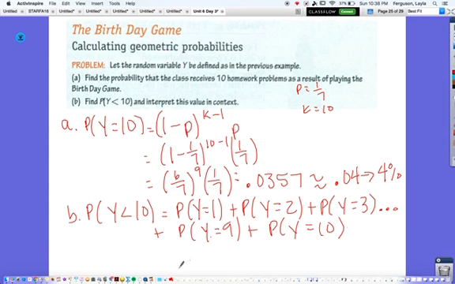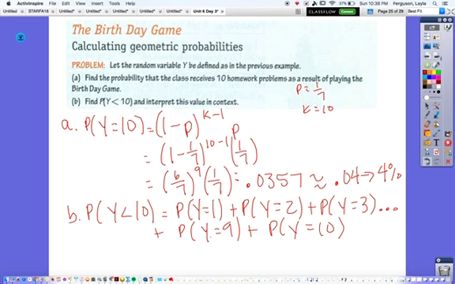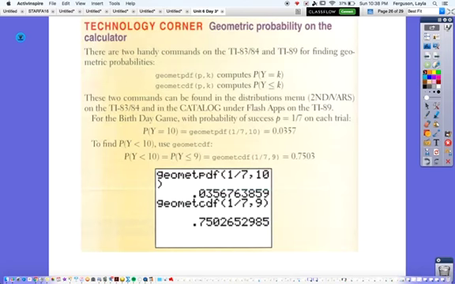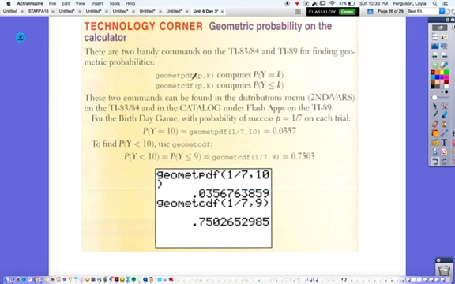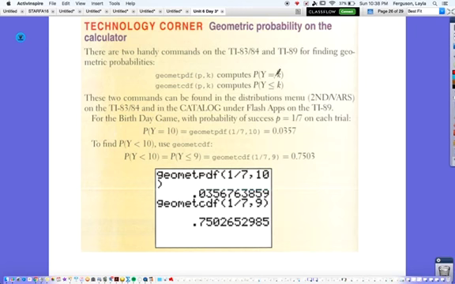Now, you could work all of those out using the formula above. However, the faster way to do that is on your calculator. To spring forward a little bit, in your notes you'll see that the easier way to do it on the calculator is to use geometPDF and geometCDF. We use PDF if we have an equal situation. We use CDF if we have a less than or equal to situation.